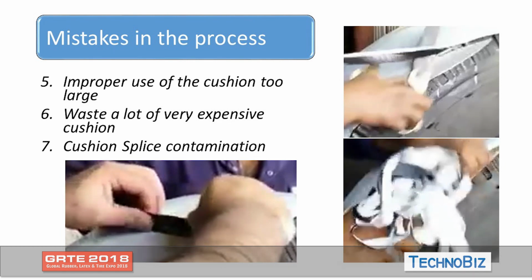Improper use of cushion gum. You see, when they put the cushion gum on the crown, after they cut the cushion gum, the cushion gum costs a lot of money. This is a lot of waste that they have made. And even the splice contamination. He's touching continuously with the hand. So it's totally dramatic. Next one.